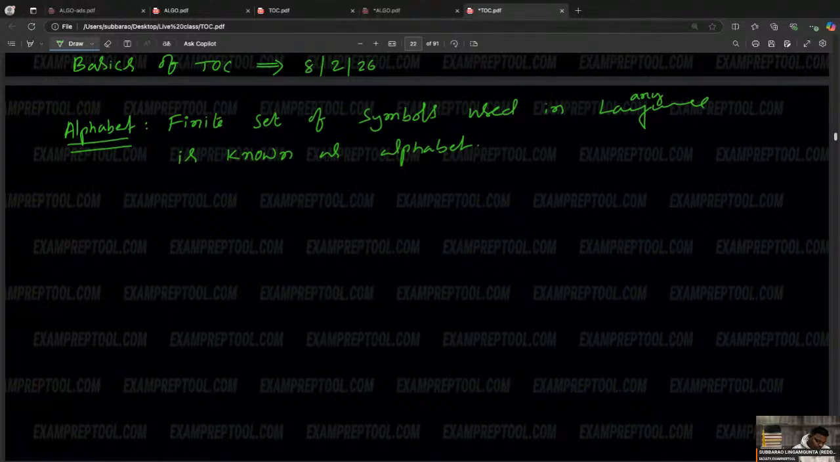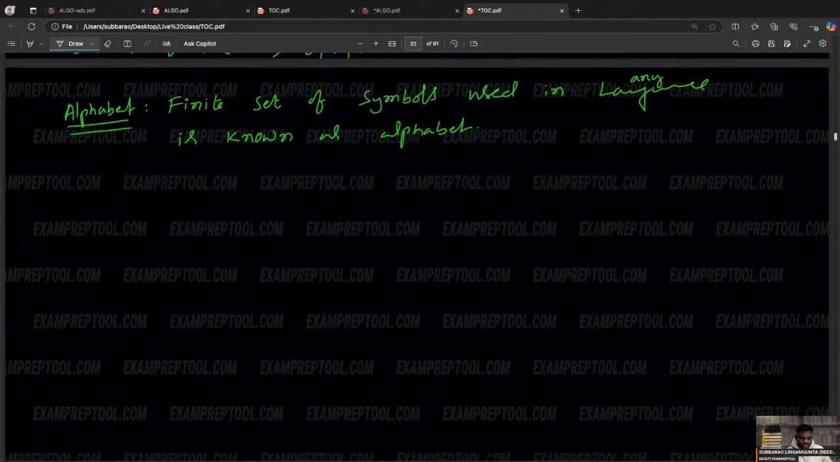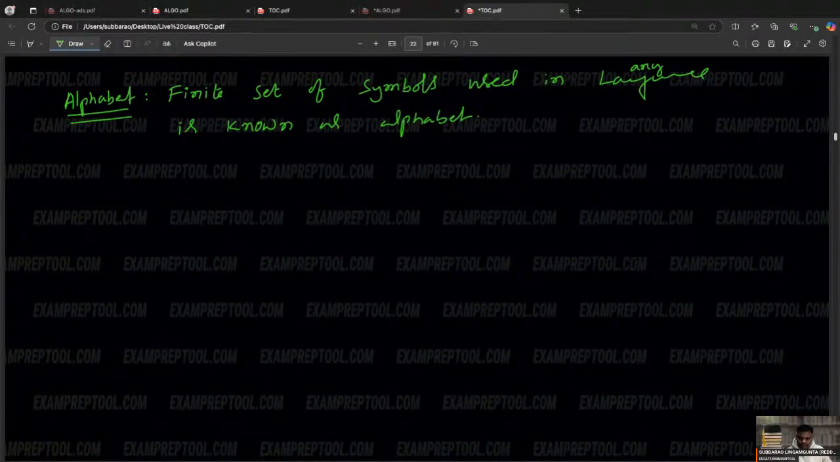So this is the alphabet definition. Finite set of symbols used in any language is known as alphabet. In my opinion, today's class just started now. From here, the TOC subject is started. I think you have written it. Now let me say one small line. It's very simple, you know very well.